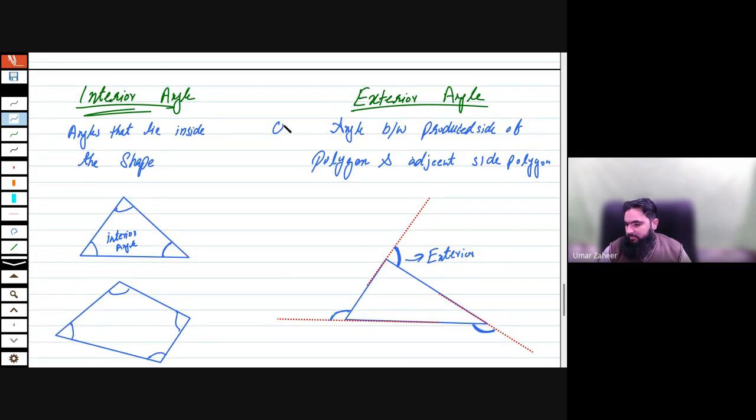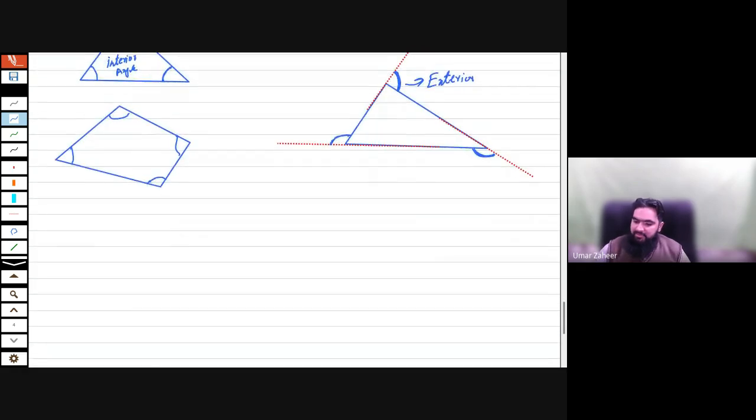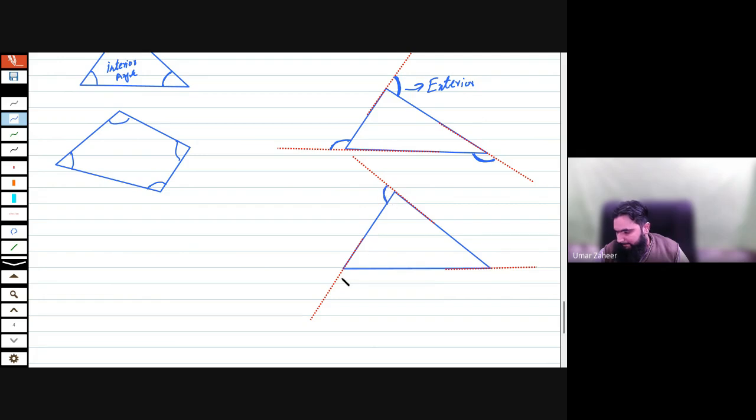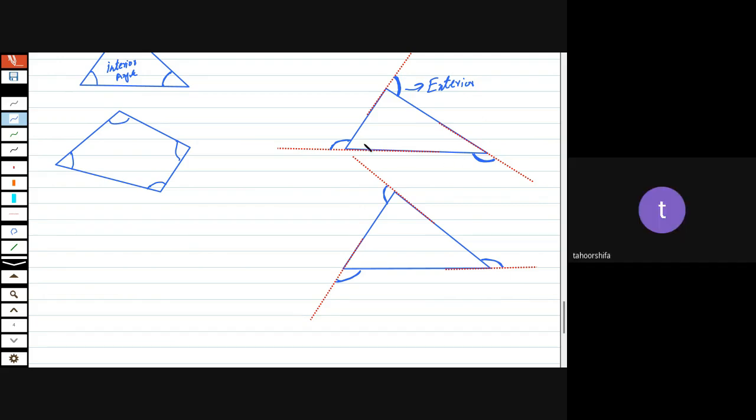It can also be in an anti-clockwise direction. So I make the same triangle, and the side is extended in an anti-clockwise direction. This is the angle. Yes, everybody, is it clear? Yes, sir. Yes, sir.